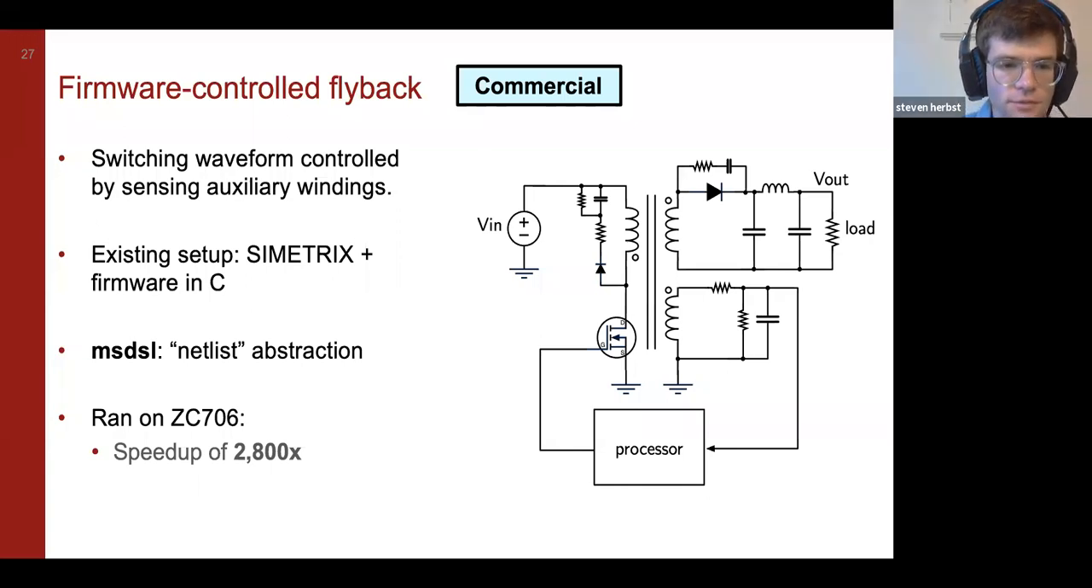So in this case, the answer was that you could get a speed up of about 3000x using MSDSL to generate a model for the flyback converter using a SPICE-like netlist that's solved at compile time. So the data point for this ended up being about 3 orders of magnitude speed up for modeling this type of system.